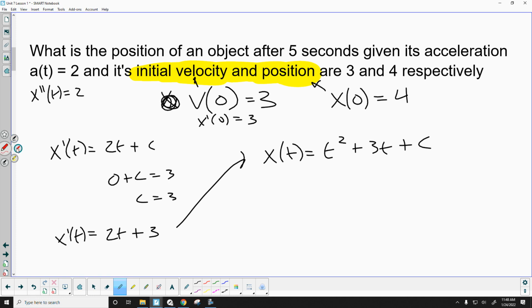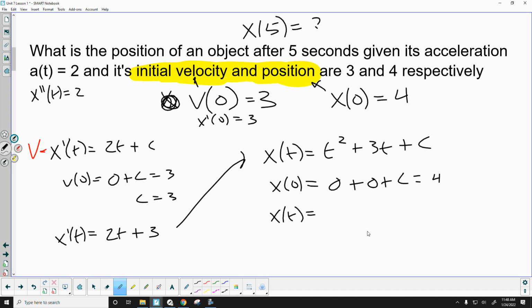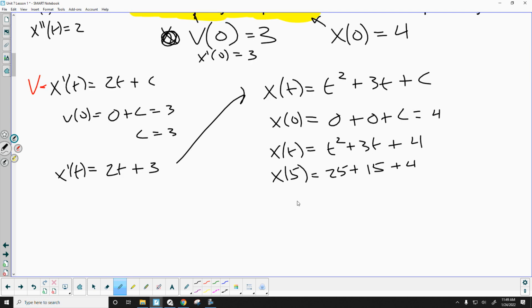We go from A to V to x, finding C along the way. Plug in 5. 25 plus 15 plus 4. We get 44. My dude's way off to the right.